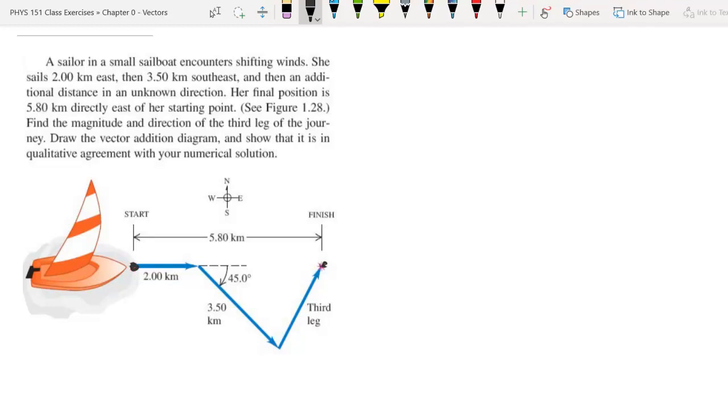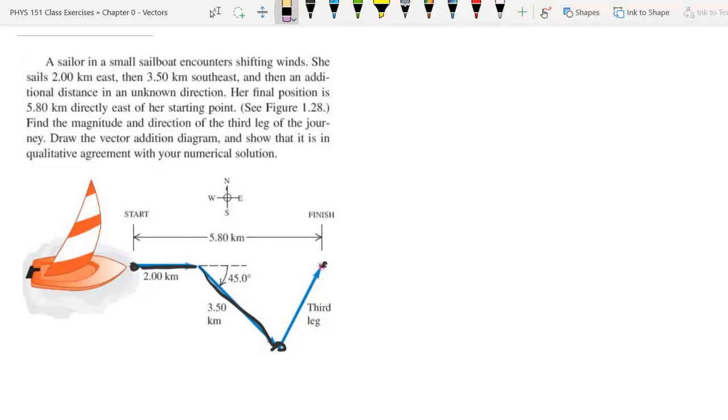She first travels along 2 kilometers, kind of in a due east direction. Then the wind blows her this way. She goes 3.5 kilometers here at an angle of 45 degrees, kind of south of east. So south of east, like if I was on east and I go south of that, that would be my angle, right? So that's the way I would say that.